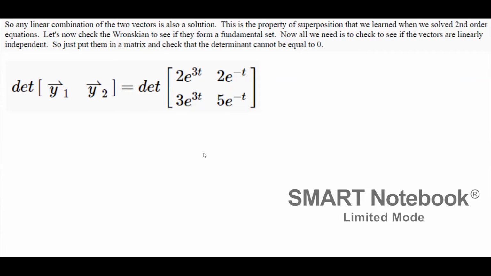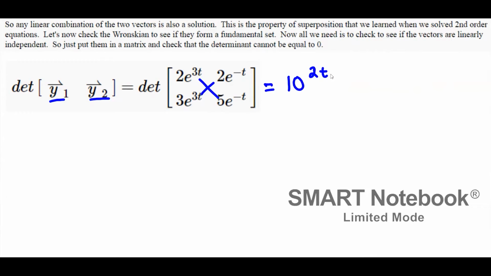We're going to check the Wronskian to see if they form a fundamental set. So we're just going to check and see if this determinant is not equal to 0. And all you have to do is put your two solutions in a matrix and find the determinant. You don't have to do the derivatives like we did earlier. We're just going to put the vector functions that we found as solutions, and then we're going to find the determinant. So all we got to do is multiply that diagonal. And when you multiply the e's, you got to add the exponents, right? So that's 3 minus 1, that'd be 2t.